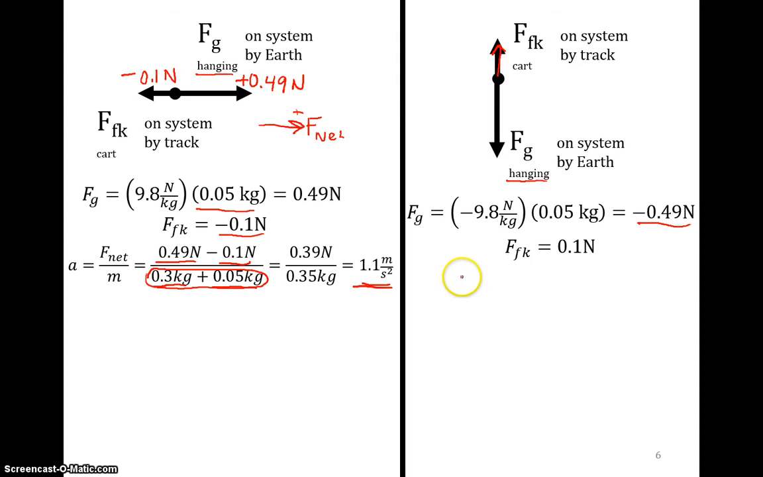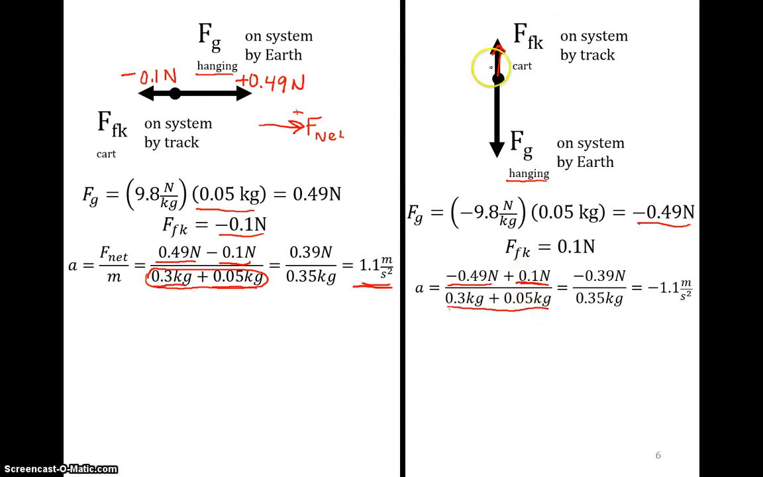And then I'm going to do the exact same thing I did before. I'm going to plug in my two forces and add them together. Force of gravity is negative in this case because it's going down. Force of friction is positive because it's 0.1 newtons, and it's going up. It's opposite the force of gravity in terms of the direction of motion here. And then we have the mass of the system added together. And I get negative 1.1.